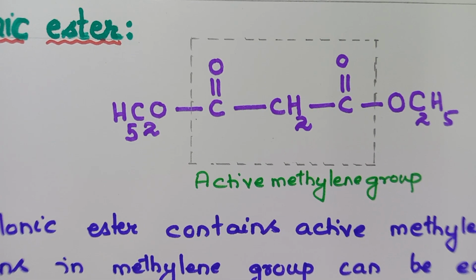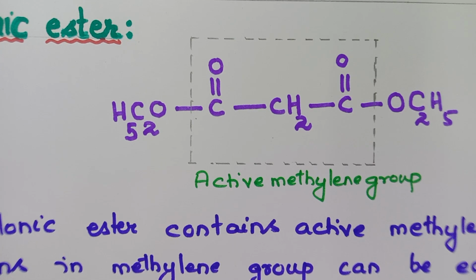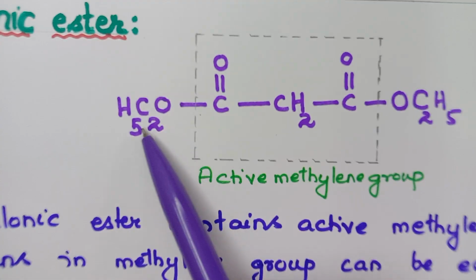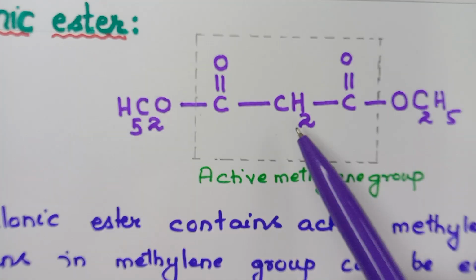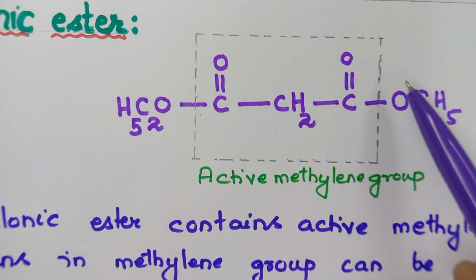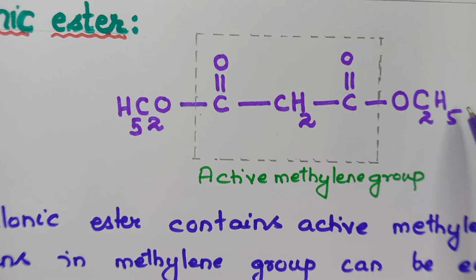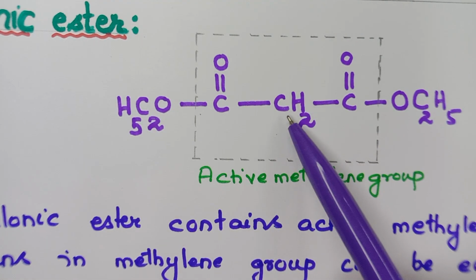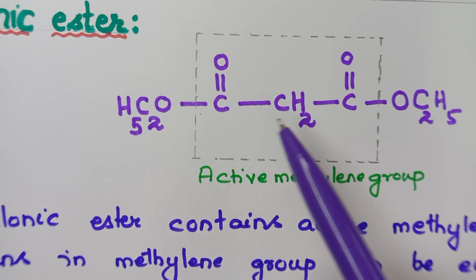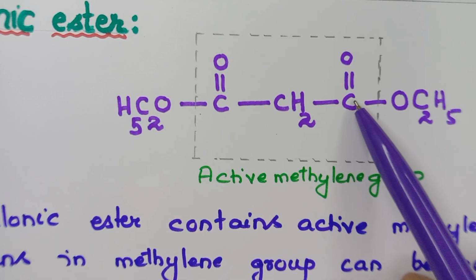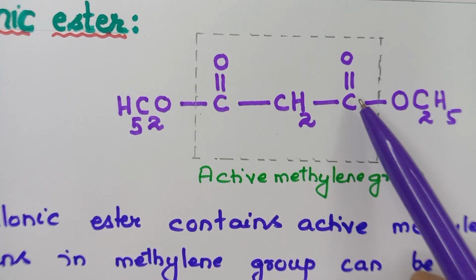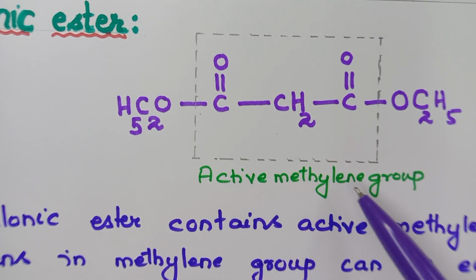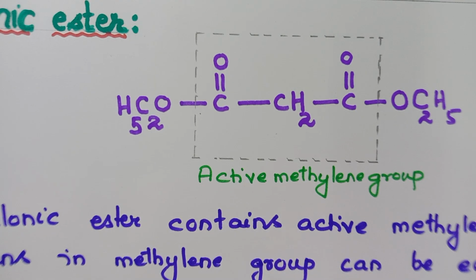We call this the structure of malonic ester. It is OC2H5, C double bond O, CH2, C double bond O, OC2H5. Look here, there is a methylene group in between two carbonyl groups, C double bond O this side, C double bond O this side. So such a methylene group we call an active methylene group. Fine, students?